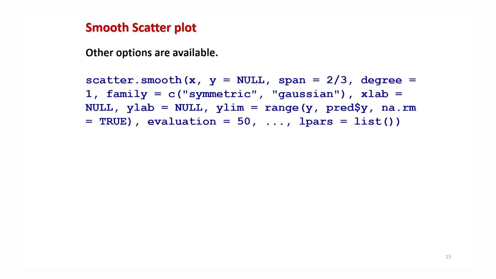And in this smooth scatter plot there are various options available such as span, degree, family, etc. So my request to you will be that you please try to look into the help menu and try to see what these different options can do for you, right?